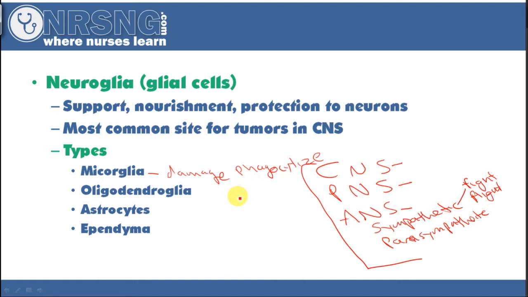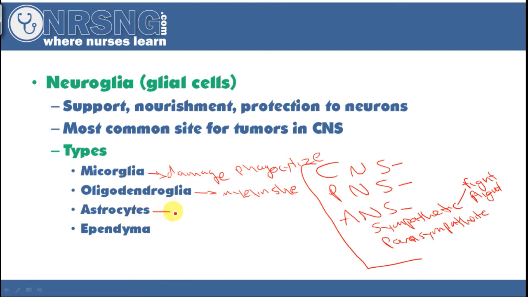And then we have our oligodendroglia. And this one might sound familiar, oligodendrocytes. What they do is they play a role in the myelin sheath. They play a role in the formation of myelin and the creation of that myelin sheath.